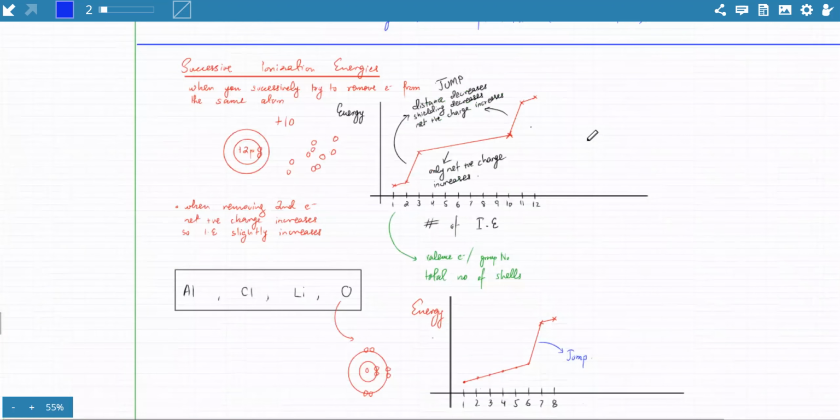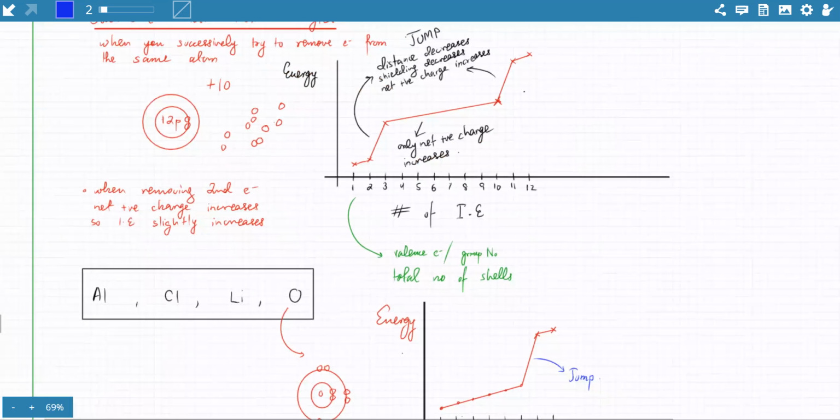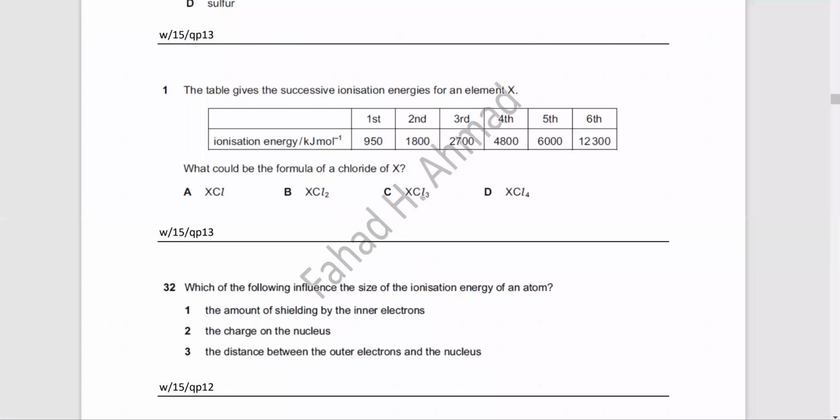And there were reasons for that jump. Why? Because the distance all of a sudden decreases, and shielding decreases because the electron is very close to the nucleus. And every time there's a net positive charge that's increasing, which makes it harder and harder to remove electrons. So coming back to the question, where is the jump?